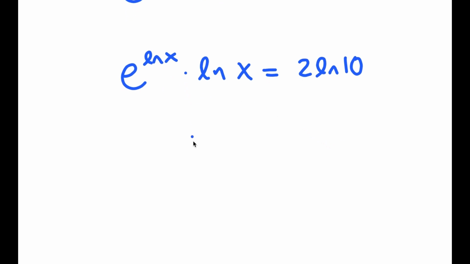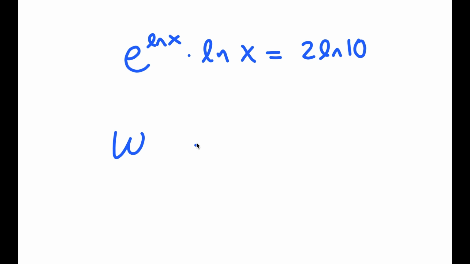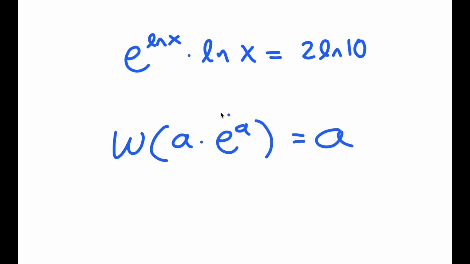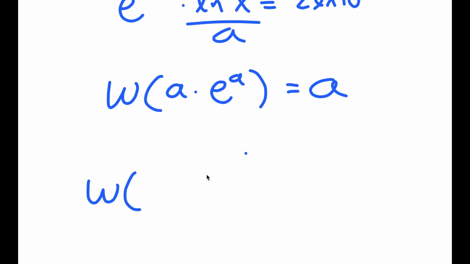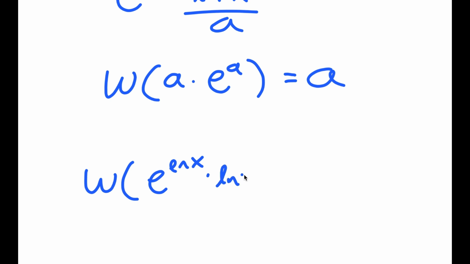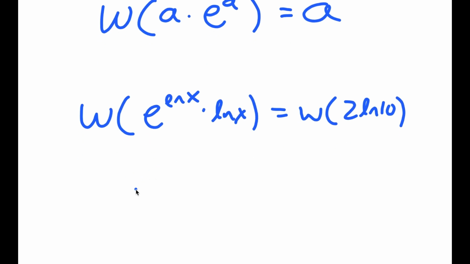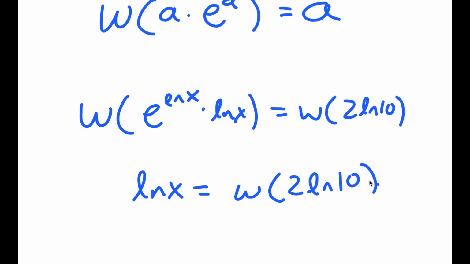So the reason why I did this is because now I can use the Lambert W function. And what the Lambert W function states is that if I take the W of something in the form a times e to the power of a, this is just equal to a. So in this case, I have ln x times e to the power of ln x, and we can think of ln x as a. So this is in the form a times e to the power of a. Meaning, if I take the W on both sides, and I have to do this on both sides, I'm left with just a on my left-hand side, which is ln x. So I get ln x is equal to the W of 2 times ln 10.